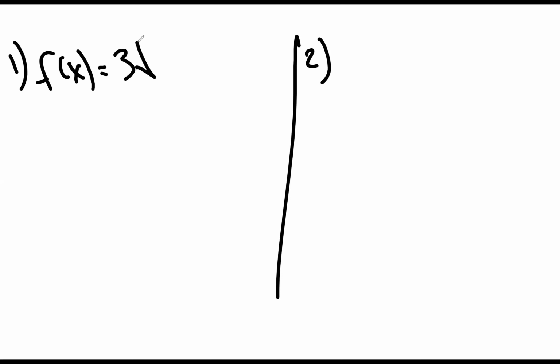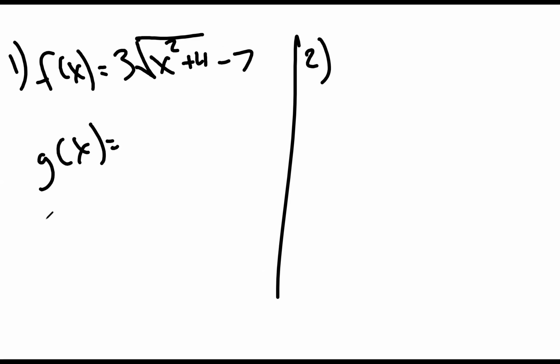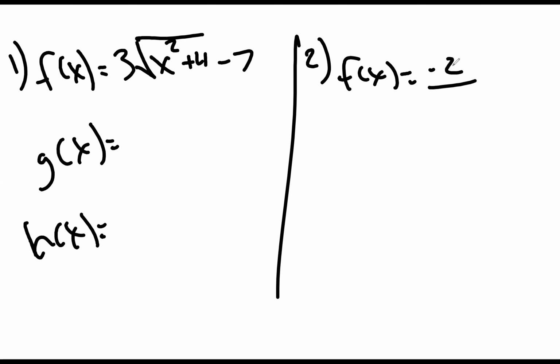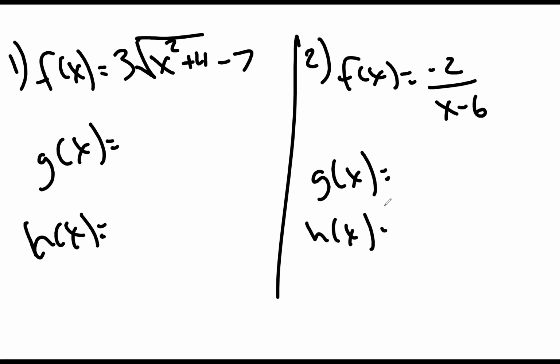We're going to have 3 times the square root of x squared plus 4. Now on the outside, I'm going to have a minus 7. I need you to find your g of x, which we will call the big one, and I need you to find your h of x, which will be the little one. And then number 2 is, f of x equals negative 2 over x minus 6. And I want you to find the g of x, and I want you to find the h of x. And I'll give you about a minute to do this, because honestly, it shouldn't take you that long. And then we'll check it.